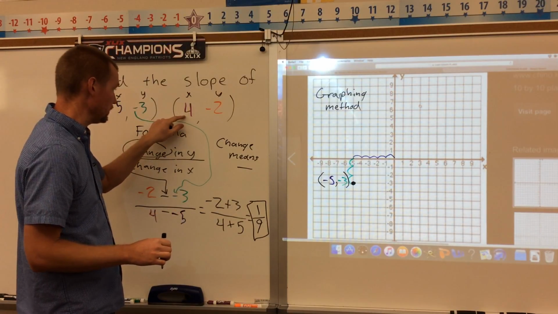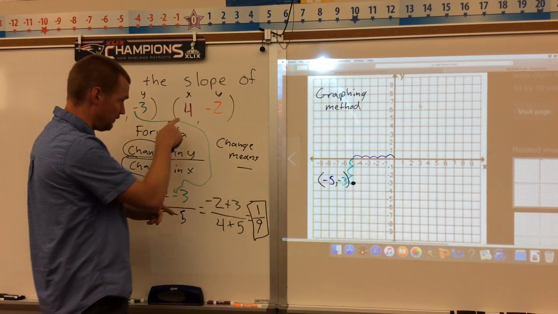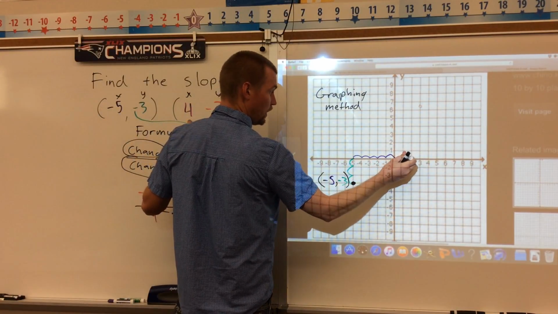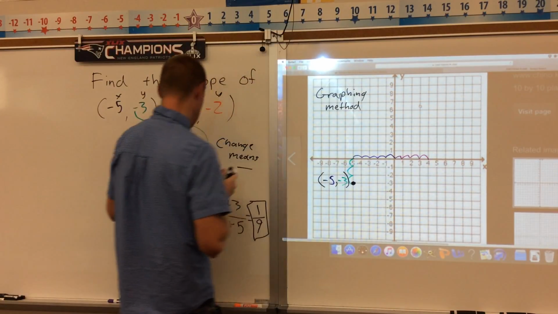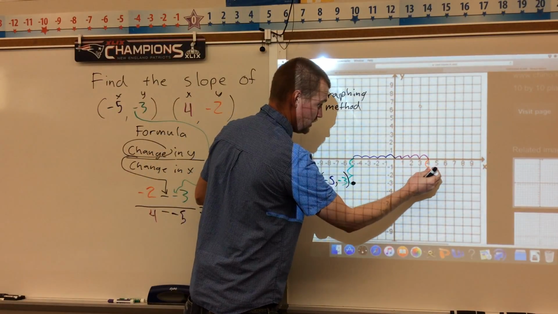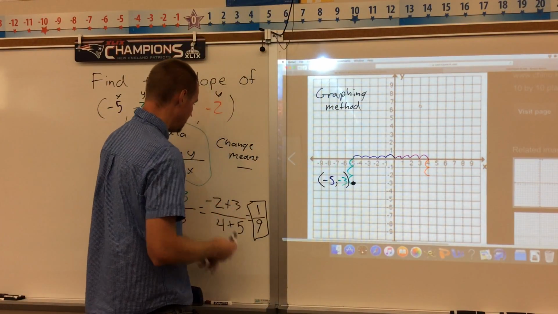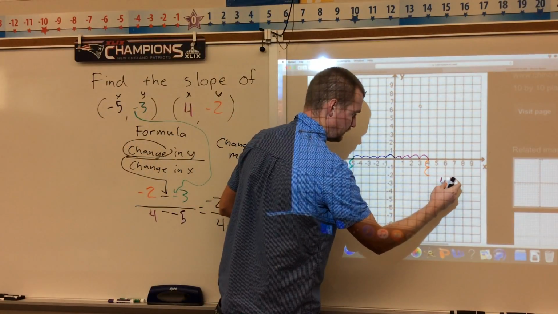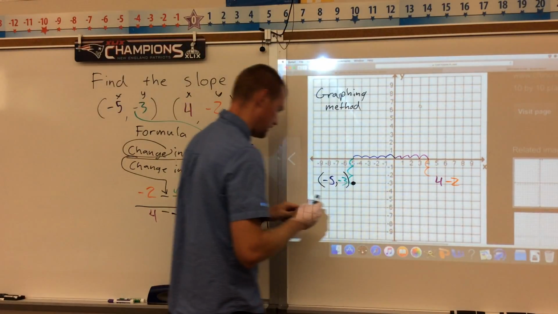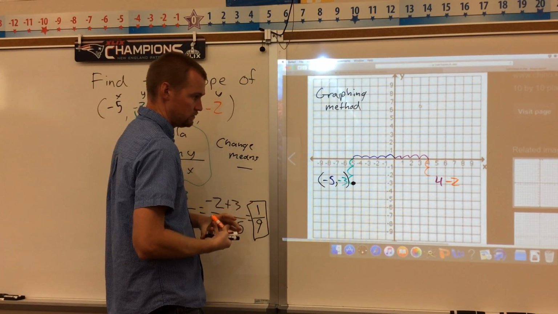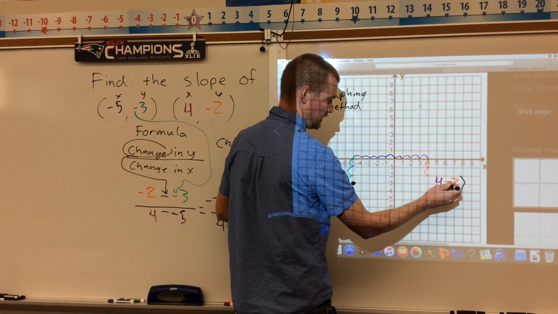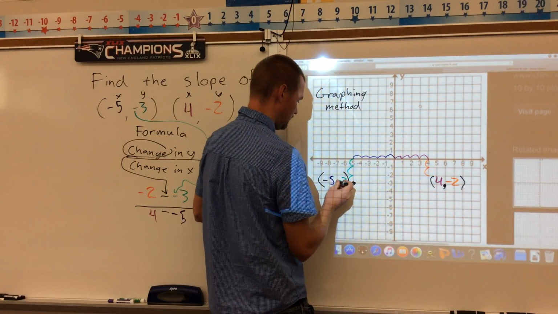What we're going to do is go 4 and -2. So that 4, because it's positive, we are going to go to the right for 1, 2, 3, 4, and we're also going to go down 2. 1, 2 lands right there. So now we have 4 to the right, 2 going down. All right, we're going to put the parentheses around there, and the comma. And there we go, same thing, a comma there.